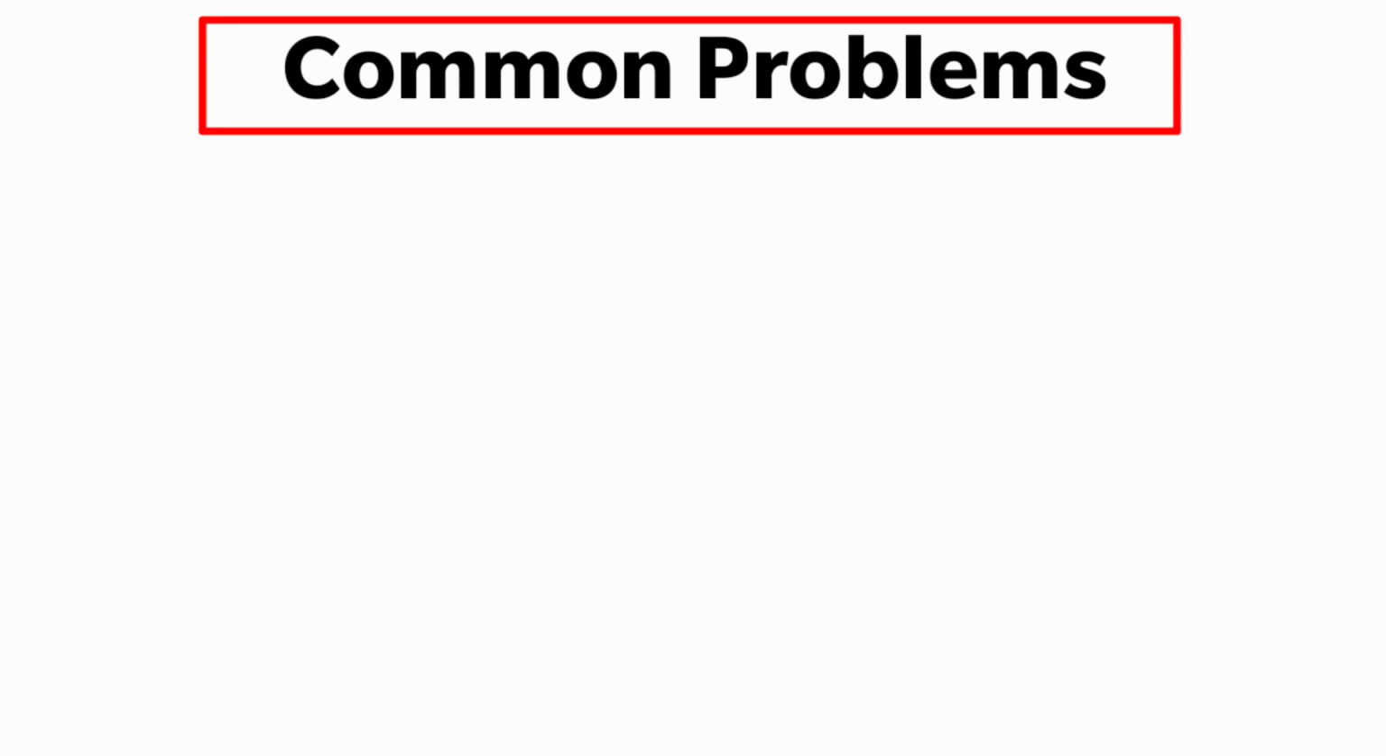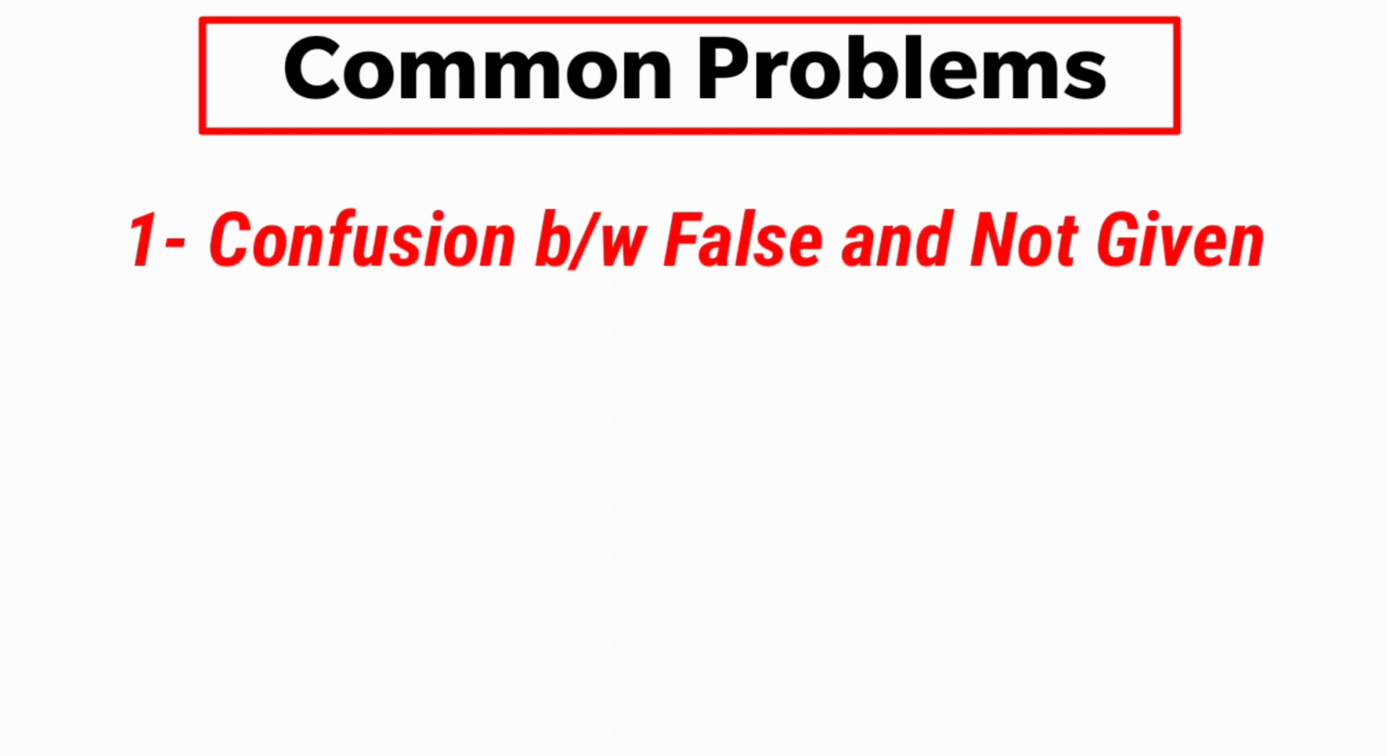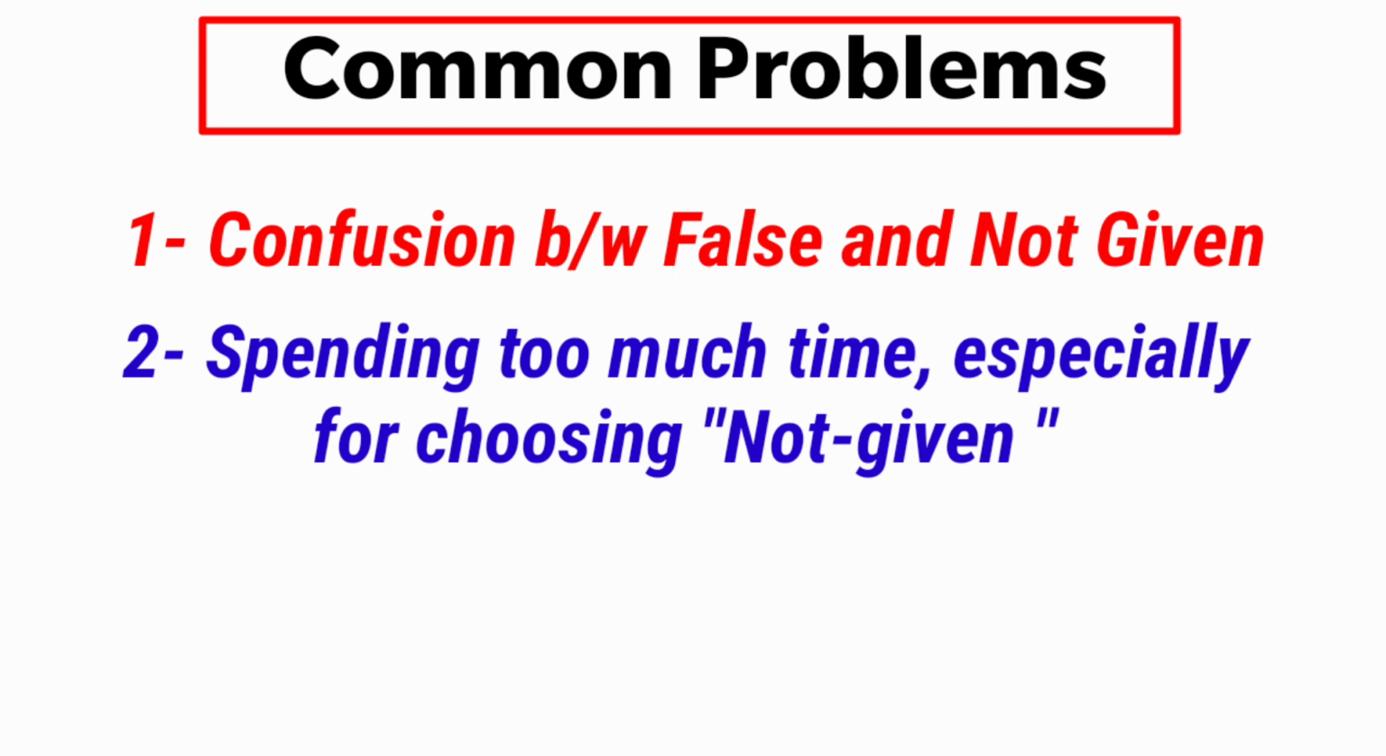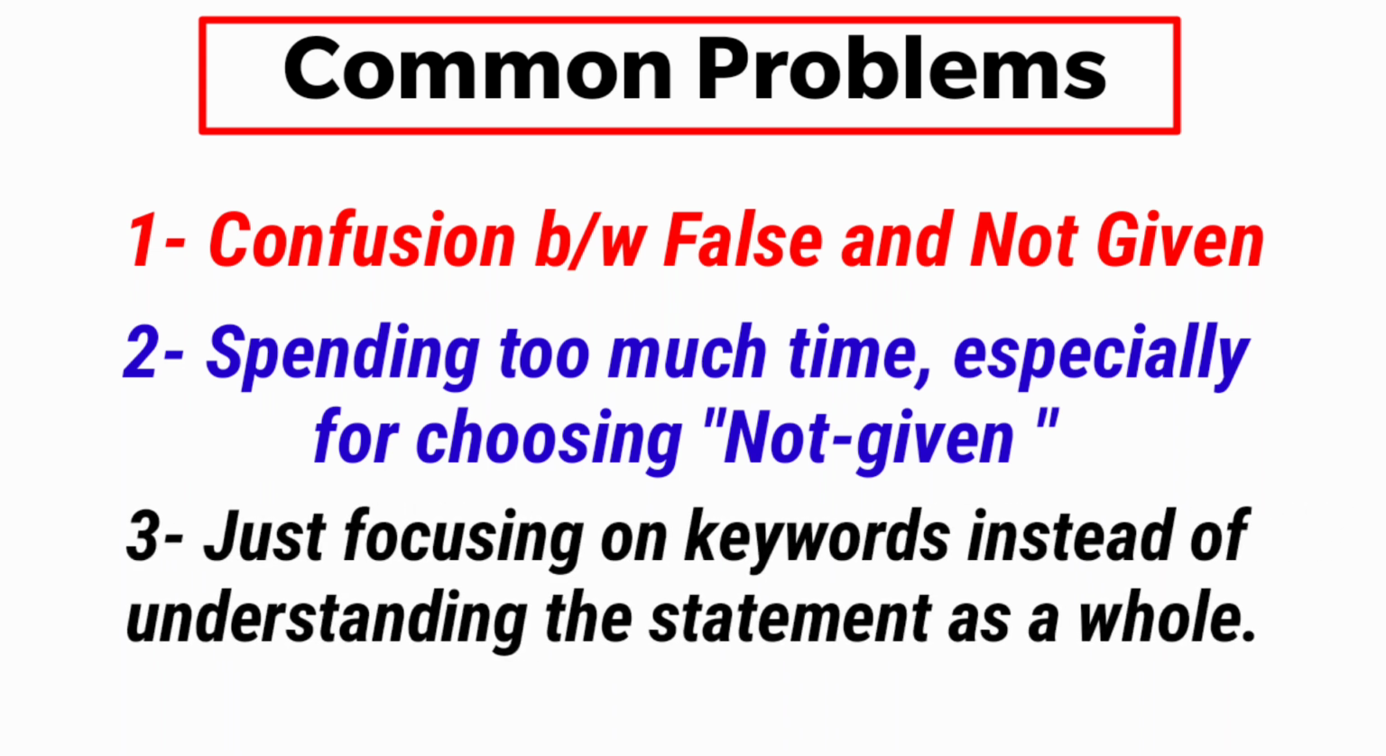So what are the most common problems that students are facing in these questions? Firstly, most students get confused between false and not given. This is simply because they don't know the difference between them and are not understanding what not given means. The second problem is most students spend too much time on these questions, especially to choose not given. The third problem is many students just focus on keywords instead of understanding the statement as a whole.